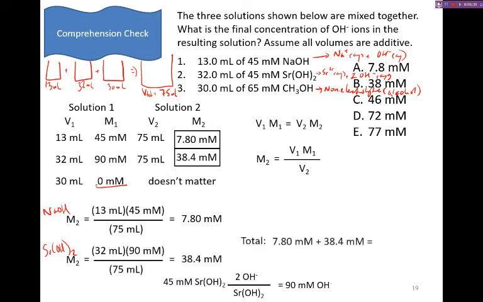And we can then add those two molarities together to get the final concentration of the hydroxide ions in our beaker.